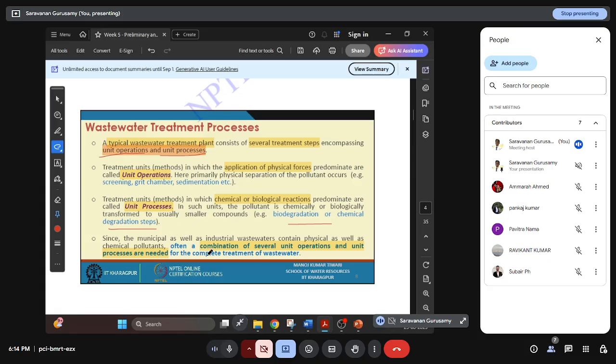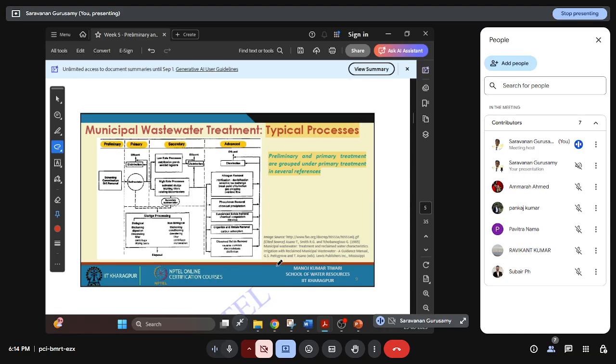If you see a typical STP, a sewage treatment plant, it has a combination of several unit operations and unit processes for the complete treatment of wastewater. So this is the typical municipal wastewater treatment process. First is preliminary treatment. It will have screening, comminutors, and grit chambers.